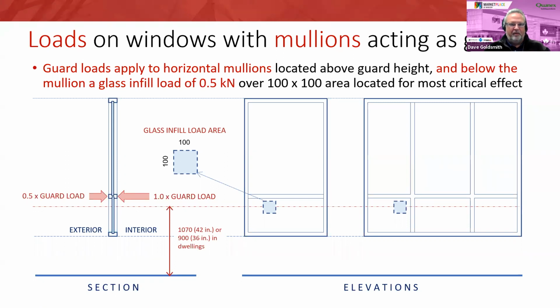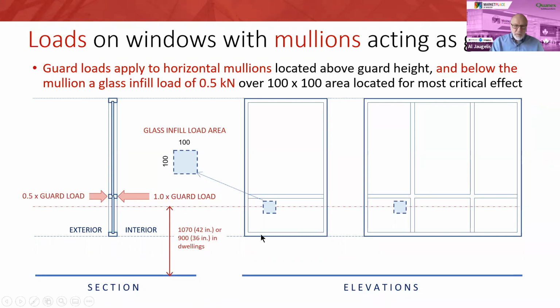But what we see here is the mullion has to take the primary guard load, 1.0 times the guard load inward and 0.5 times outward. And then the infill panel only has to take half of the guard load, the 0.5 kilonewton over a 100 by 100 millimeter area, in theory. I think our other slides, if you move on, we have got some examples.